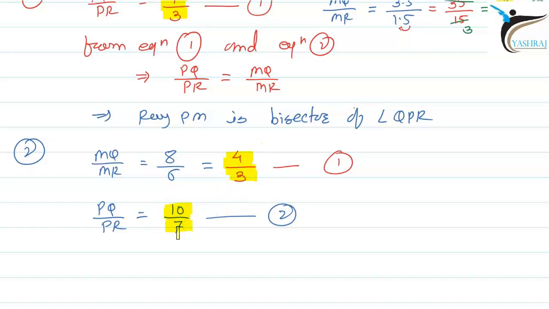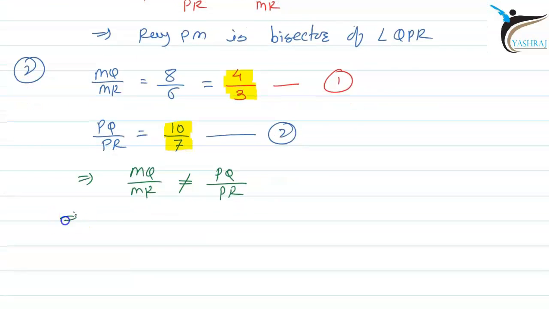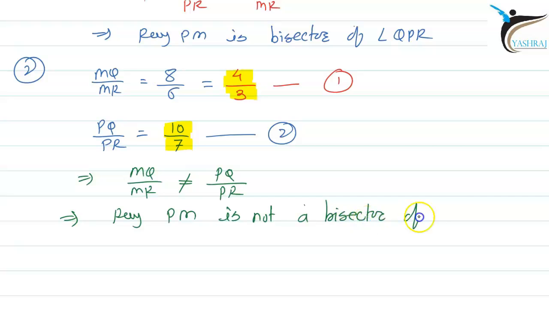We have 4 by 3 and 10 by 7, which are not equal, so we write here that MQ divided by MR is not equal to PQ divided by PR. You may find PQ by PR first, and then MQ divided by MR; it doesn't matter. Since the given ratios are not equal, we can easily say here that ray PM is not a bisector of angle QPR.